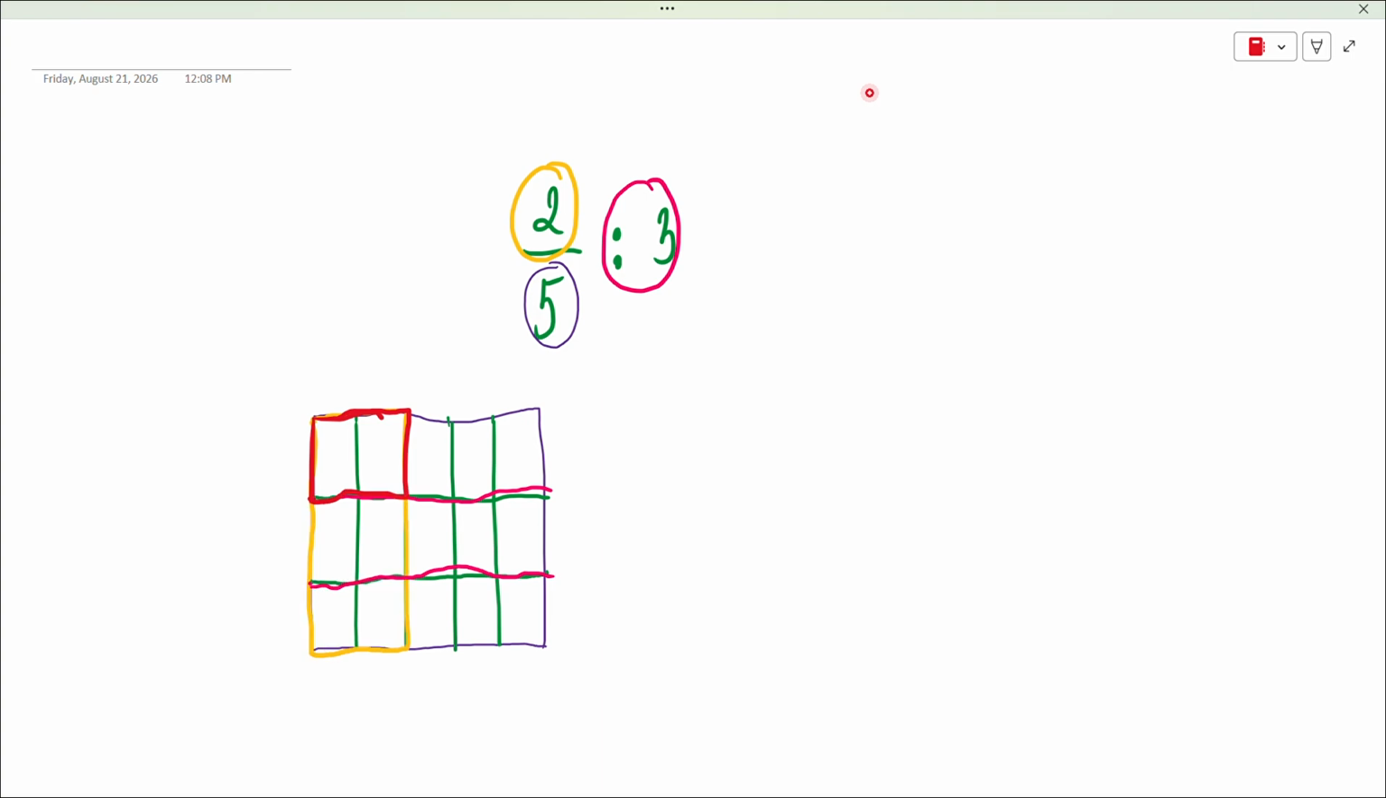Now we need to find what the section I circled in red represents. What is this section representing of the whole? If we find that, we will know the answer to 2 over 5 divided by 3.